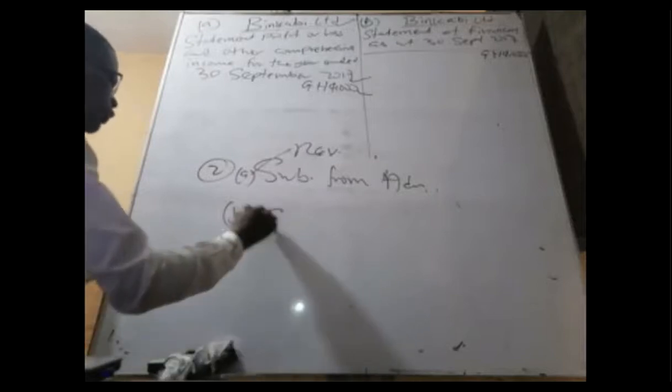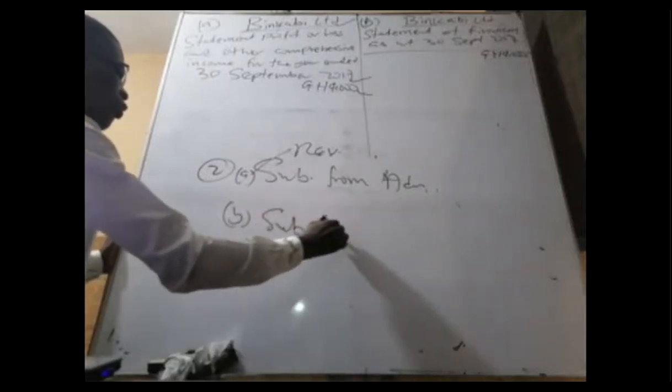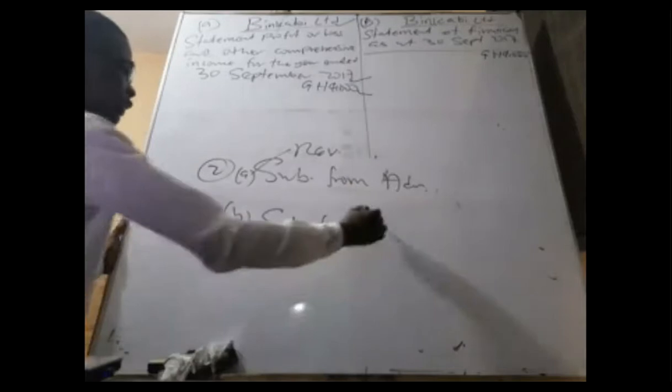subtract it from retained earnings. That is all. We are done. We subtract from retained earnings. So this is how we will work it out. So take note of that. Great. So that's the end of the two.